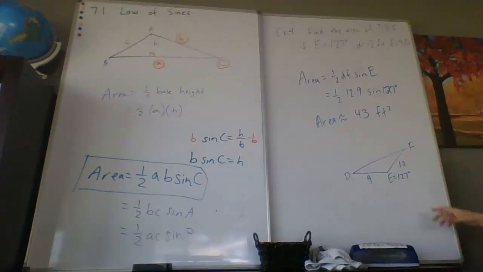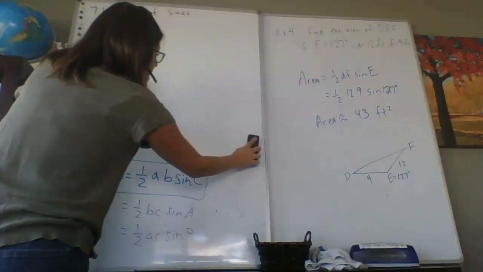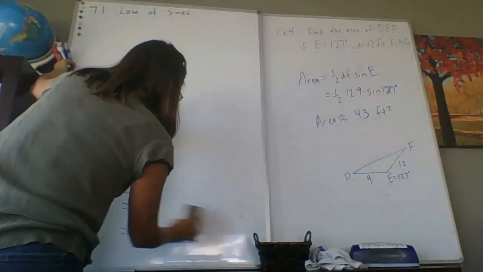Also, visually, looking at the picture, you can see that side F was 9, side D was 12, and angle E was 127. And notice it's two sides and the angle between them. So that is in fact the correct formula. So the area of DEF is 43 feet squared.